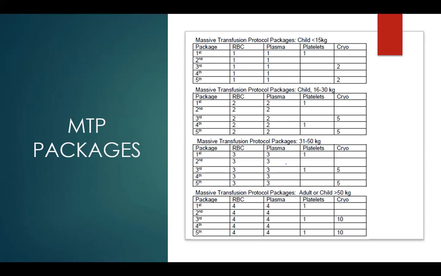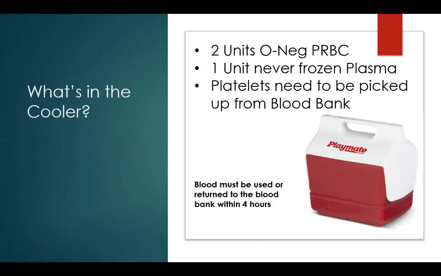Once we start on the first packet, the blood bank is preparing the second one. If you use the second one, they're preparing the third, which is very important, especially now that there's a shortage of blood, that you let the blood bank know when the MTP is no longer required for your patient.